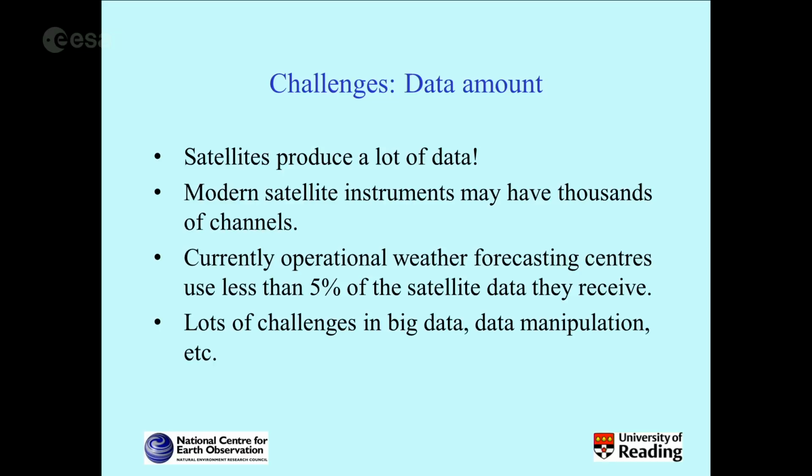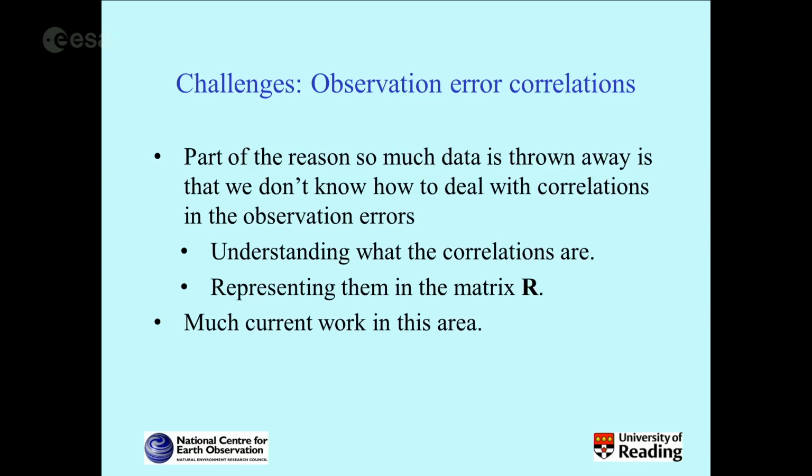So there are lots of challenges here in, say, big data and data manipulation, and how to get the most useful information from all these observations we have. Now, one of the problems, and part of the reason it's thrown away, is that the errors in these different channels are all correlated. This is something we mentioned at the end yesterday. And we don't really know how to properly deal with correlations in the errors.